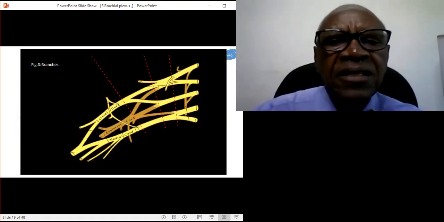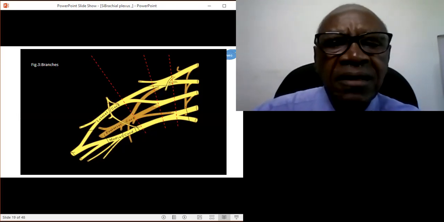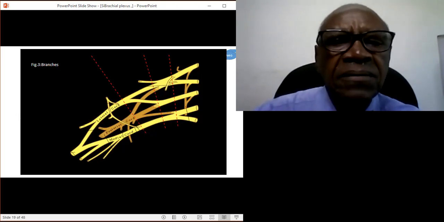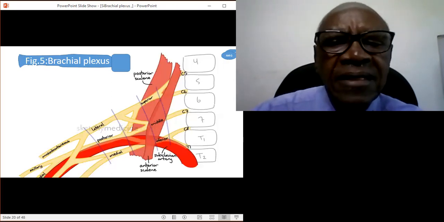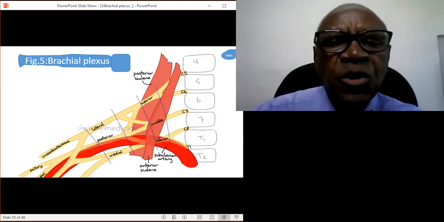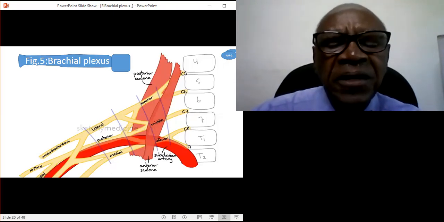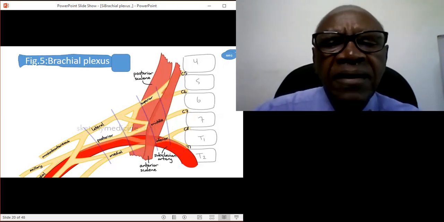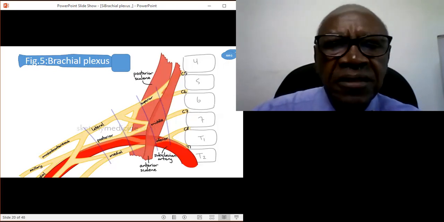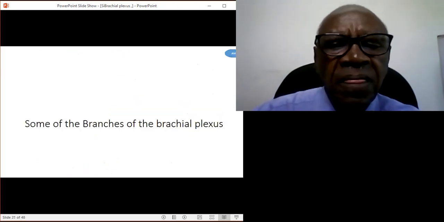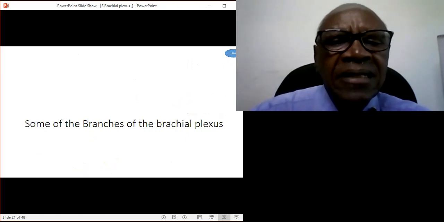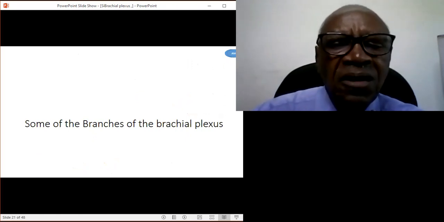Slide 3 shows branches again for emphasis. Slide 5 shows the relationship of the brachial plexus with the axillary artery. Some of the main branches of the brachial plexus.